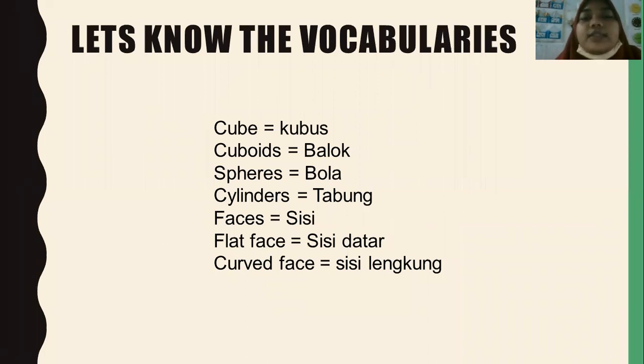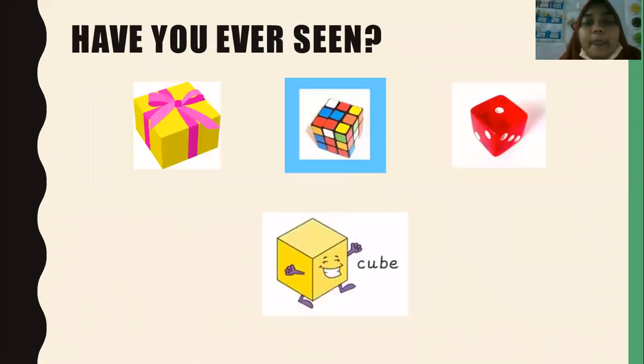Okay, now let's get to know the vocabulary. This is the vocabulary for this section. There are cube, cuboid, sphere, cylinder, face, flat face, and curved face. You can memorize this or look at it for more understanding of our lesson today. Okay, so we start.